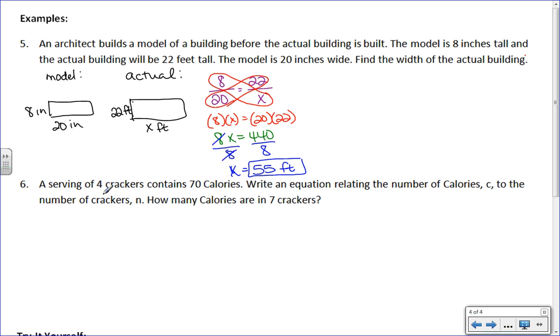In this case, we're talking about crackers and calories. So again, think about it. It wouldn't make sense to say how many crackers are there per calorie. We want the number of calories per cracker. So start with 70 calories for 4 crackers.